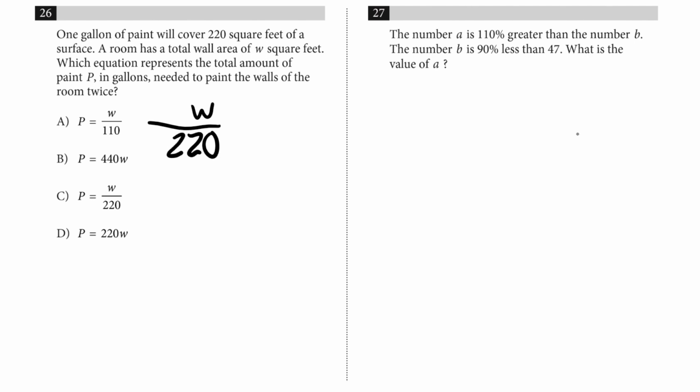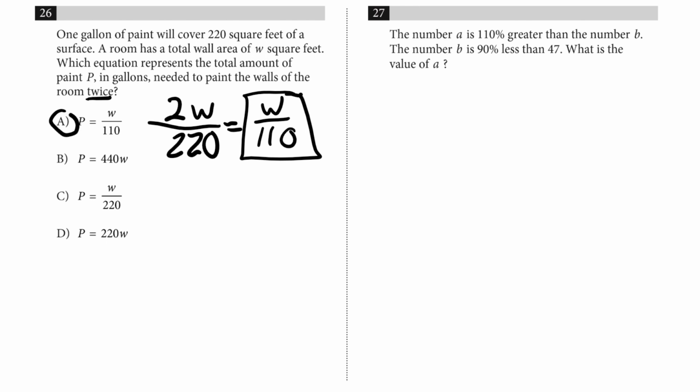covers, which is 220. But the question says needed to paint the walls of the room twice. So instead of W, it's going to be 2 times W. We can simplify this fraction by dividing the top and bottom by 2, which would give us W over 220 divided by 2, which is 110. And this would be the expression that represents how much paint is needed.